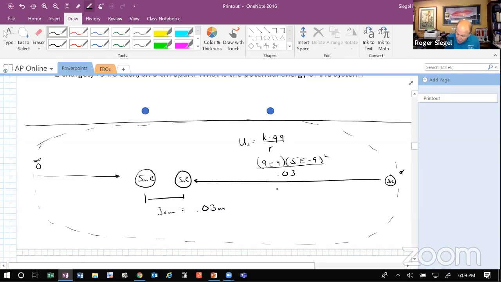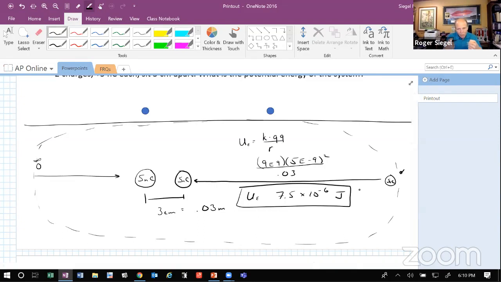And so we have that, and put that in. And what we get is 7.5 times 10 to the minus 6, okay? Now, 7.5 times 10 to the minus 6, what? Well, this is energy. And so that means that the units for energy are joules. And so that's how much work I had to do to bring these two together. Remember, they're both positive, so they're pushing against each other, and I had to push them. And the amount that I pushed times the distance gives me that potential energy.